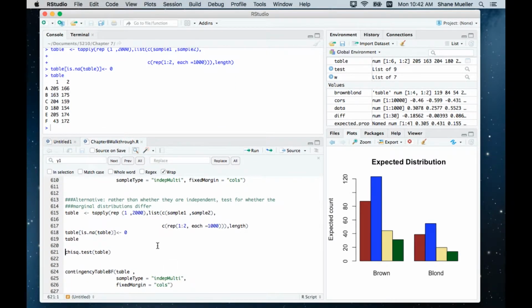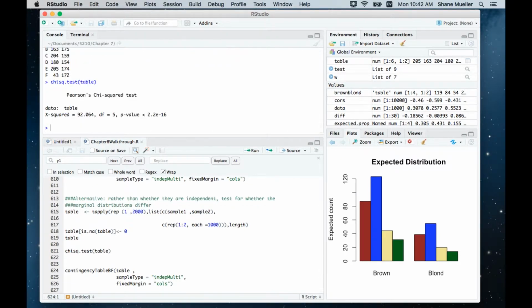There are two different ways I could frame this problem, though. First, I could ask, are these independent? So giving a chi-square test, the table tests whether they're independent. That means, does this distribution differ from this distribution? And here we see that they are not different.